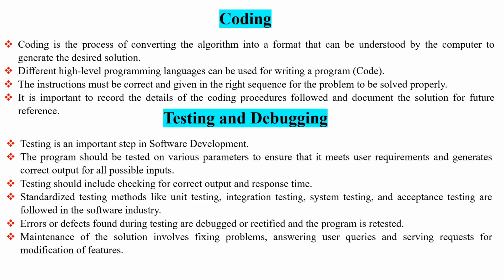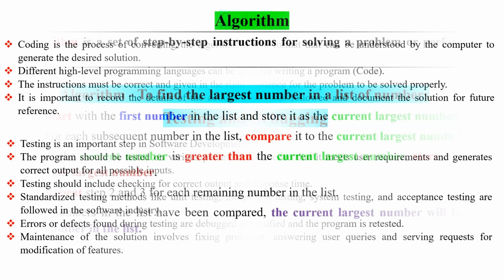Errors or defects found during testing are debugged or rectified and the program is retested. Maintenance of the solution involves fixing problems, answering user queries and serving requests for modification of features. Thus, problem-solving stages help develop computational thinking and offer accurate solutions to problems.